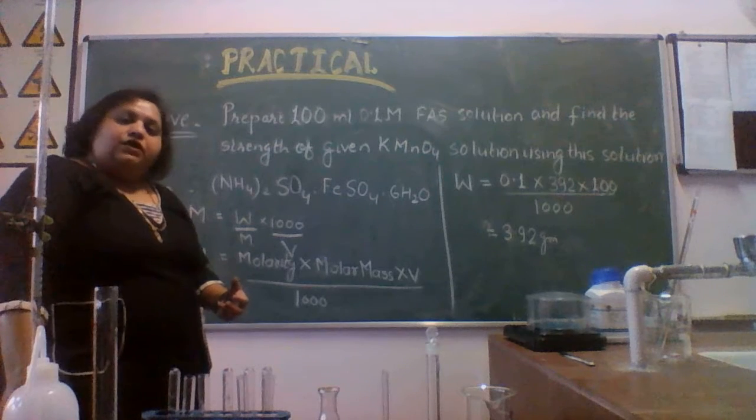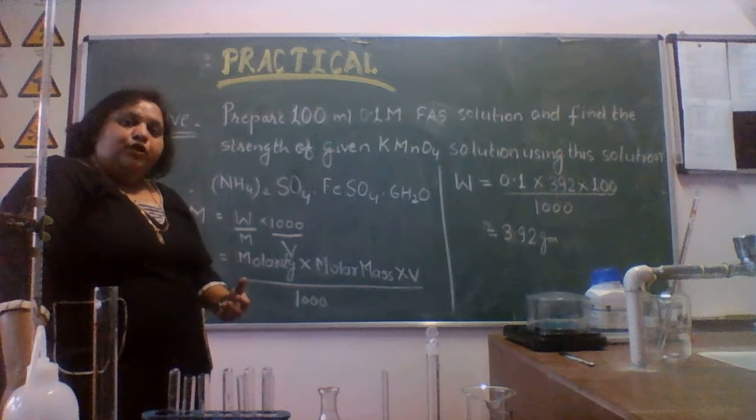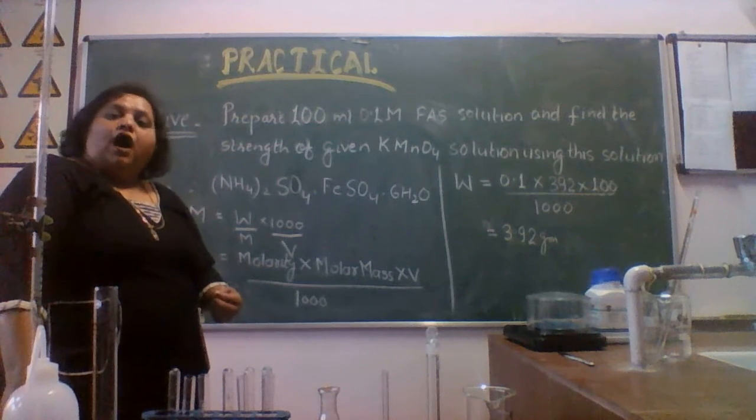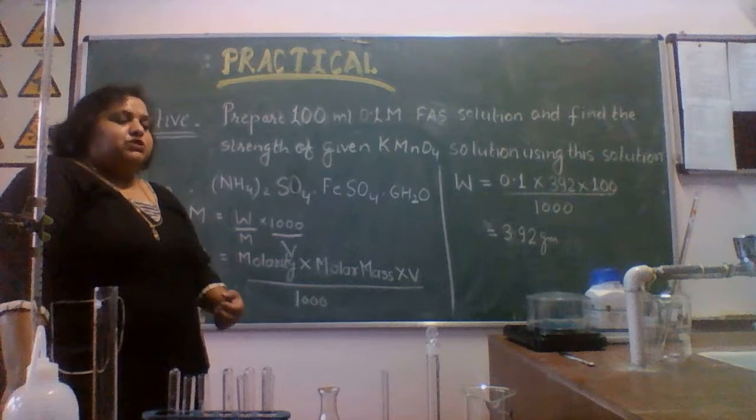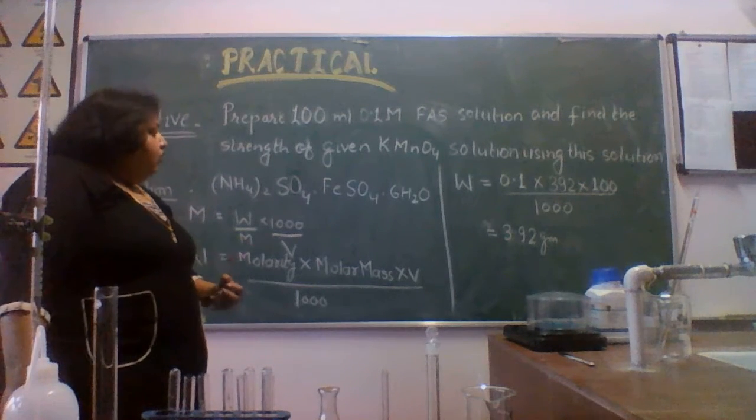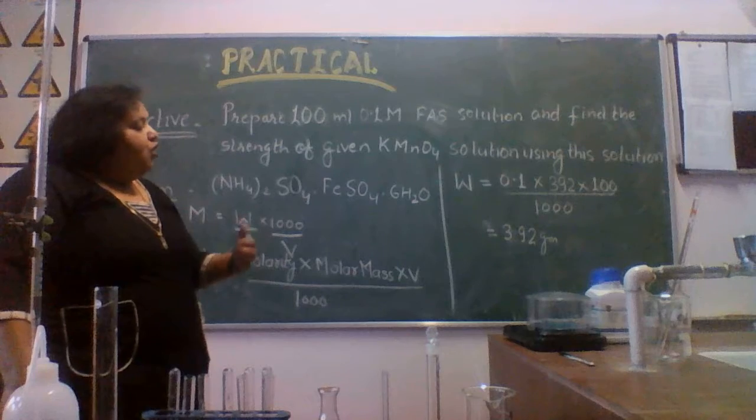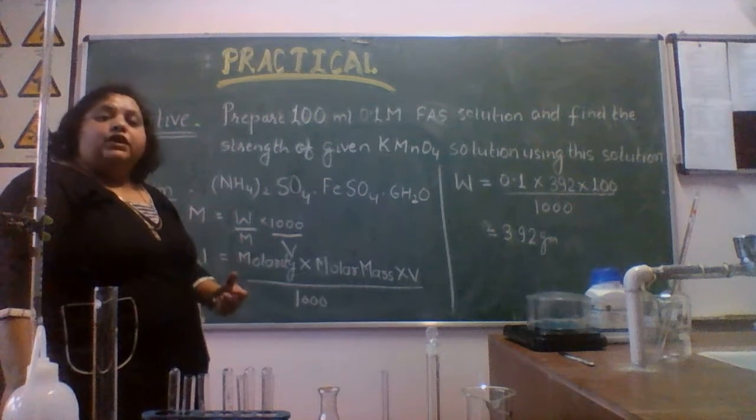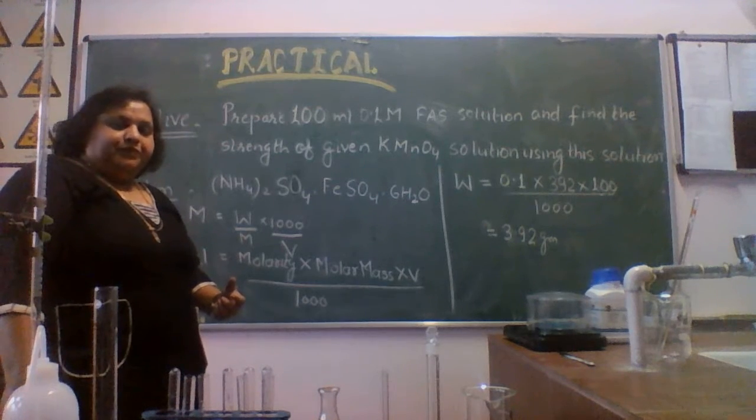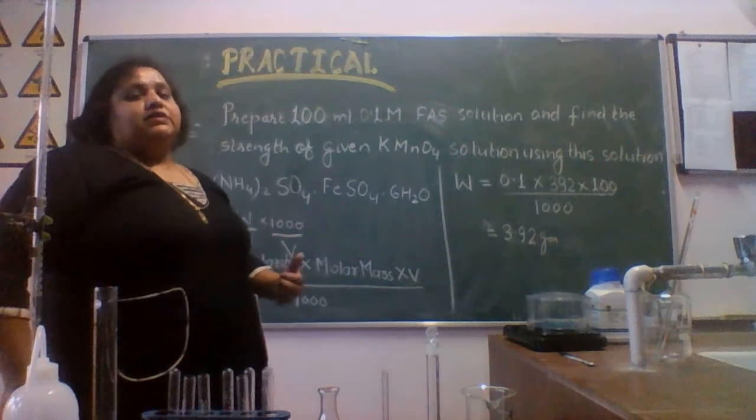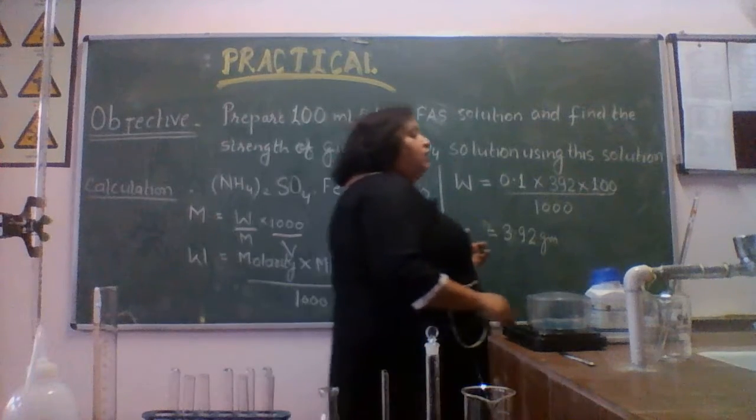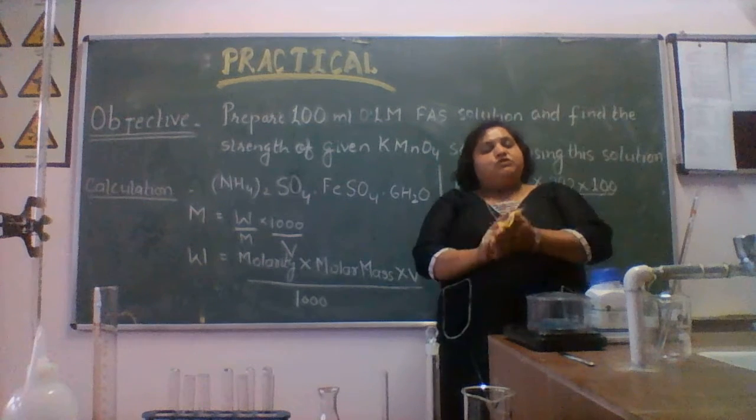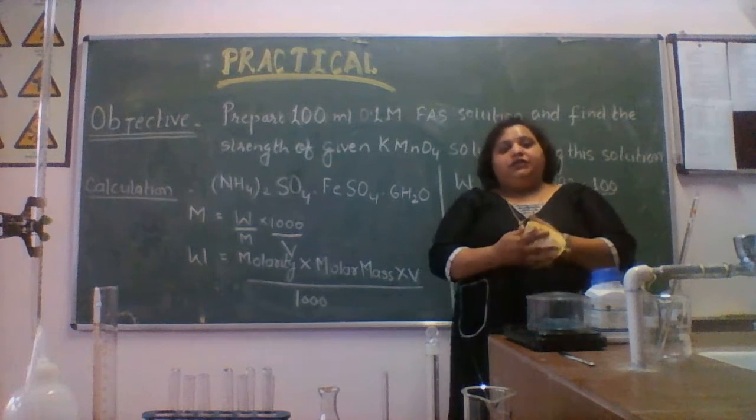Sometimes the standard solution is already given to you, but it's part of your experiment that you must know how to prepare standard solutions. Now you have come to know how much of the salt is required, and this salt is 3.92 gram. Now how will you weigh this? What is the procedure? I am coming to the procedure part of the experiment.